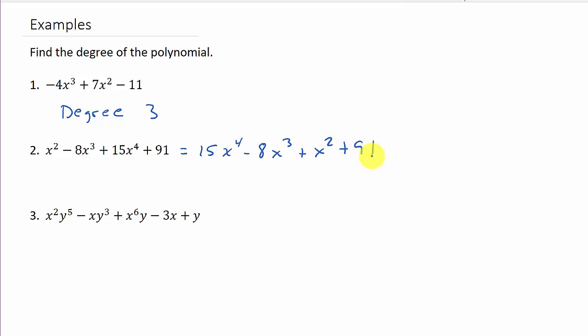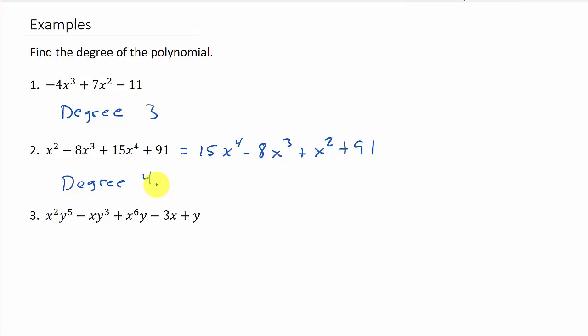Alright, so especially if you're solving this, if this was set equal to 0 and you were solving it, you would want it in descending powers. Okay, so if we look through here, we've got it in descending powers. Here's your largest exponent, 4, so this polynomial has degree 4.